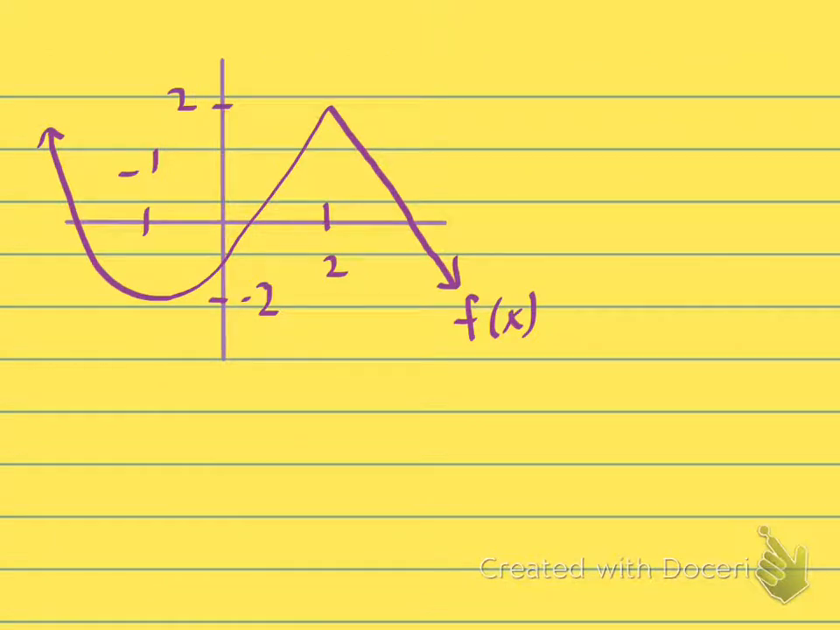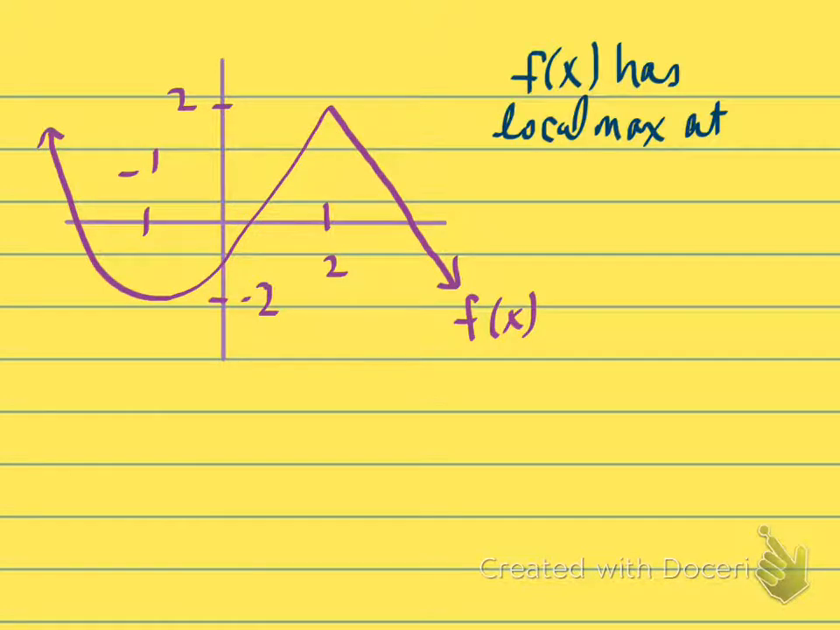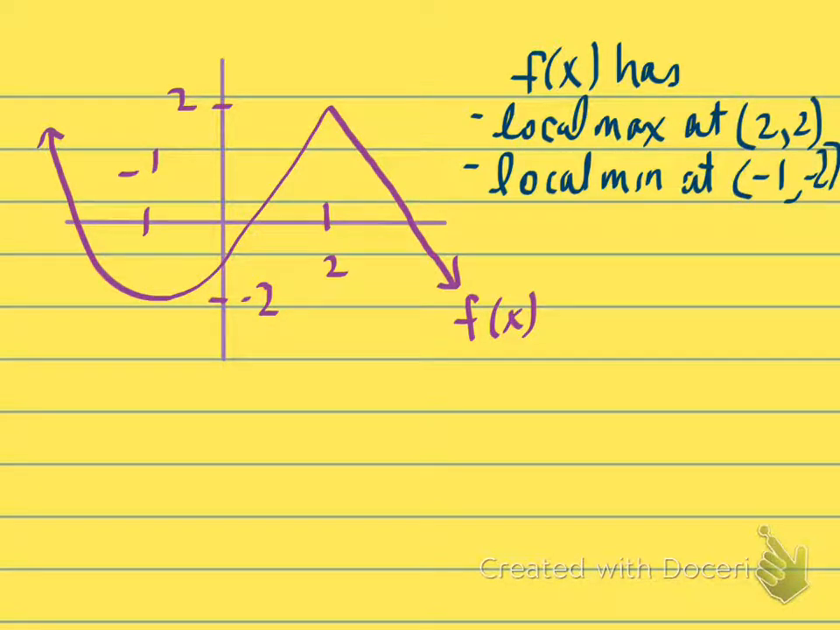As an example, here's a function f of x. Where do you think the local extrema are? Well, it has a local max at the point (2, 2). It's not necessarily the biggest point on the whole graph, because it looks like this function is meant to be increasing as x goes to negative infinity. But nearby, f of 2 is the biggest point around, so there's a local max there. And there's a local min at (-1, -2).